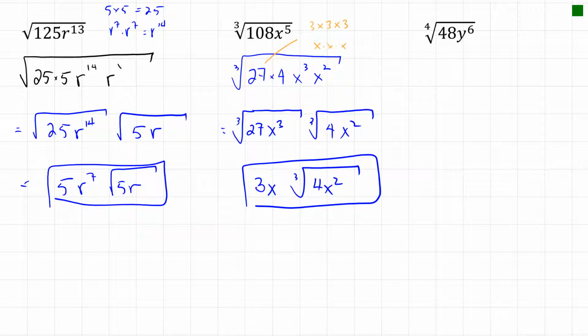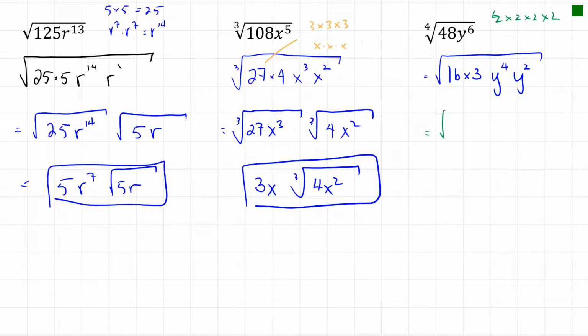Now fourth roots, so we're looking for the numbers that multiply to give you a perfect fourth power, and that's 16 times 3, y to the 4th, y squared. Now why these numbers? 16 is 2 times 2 times 2 times 2, four 2's, and y to the 4th is obviously 4 y's: y times y times y times y.